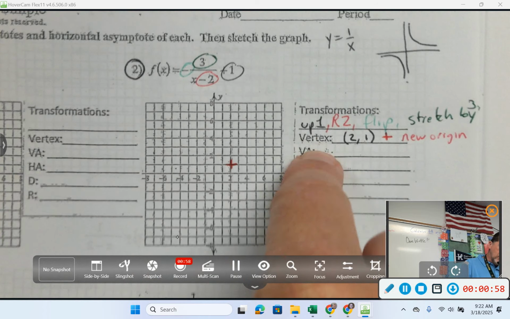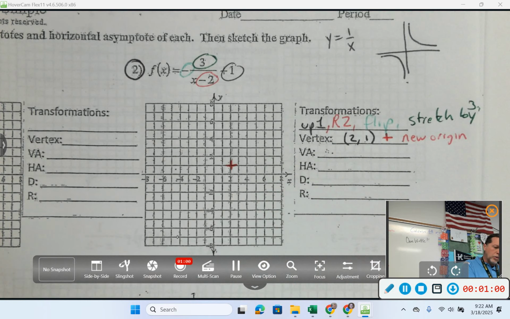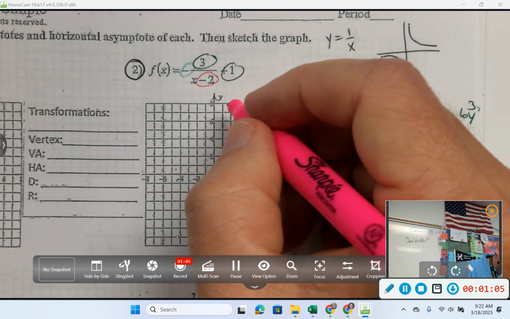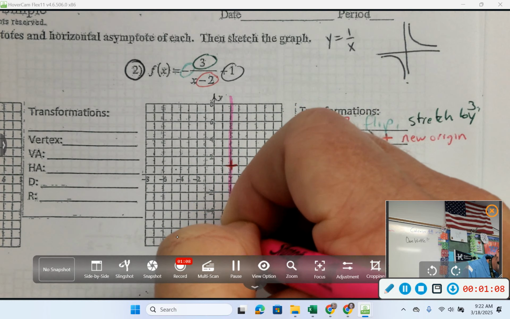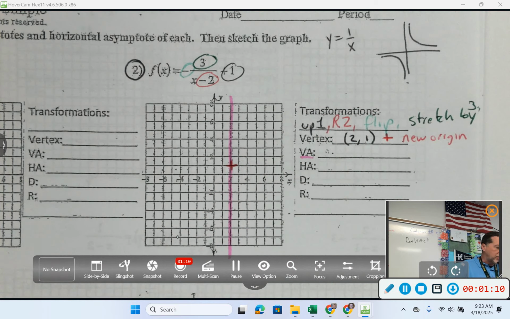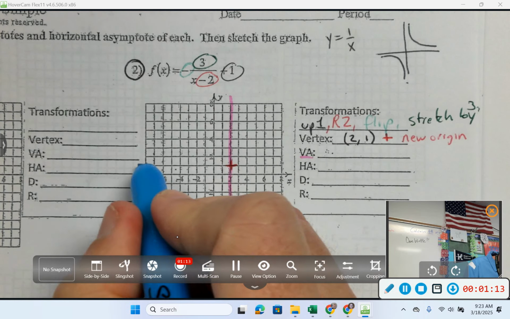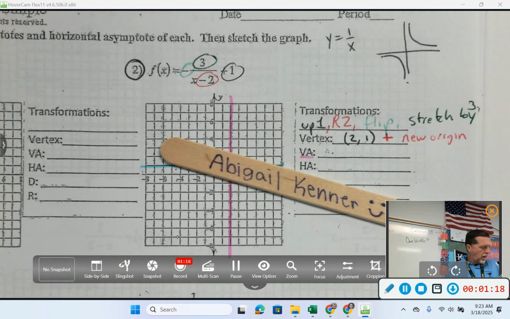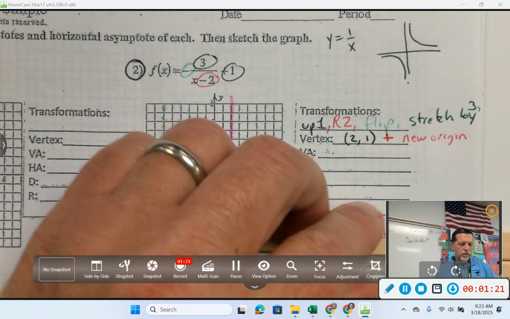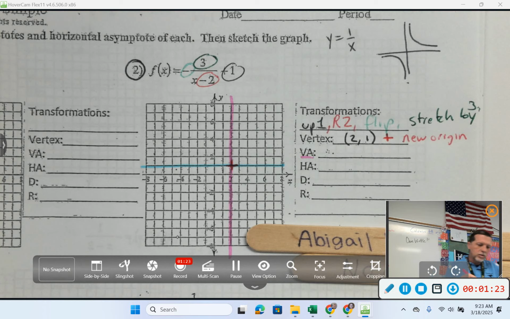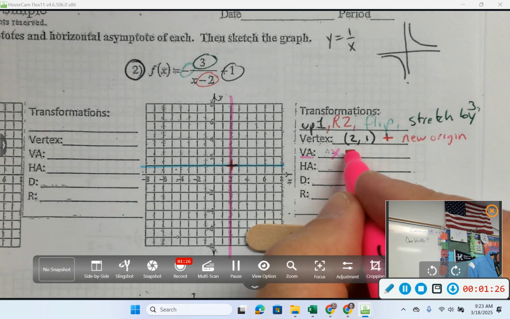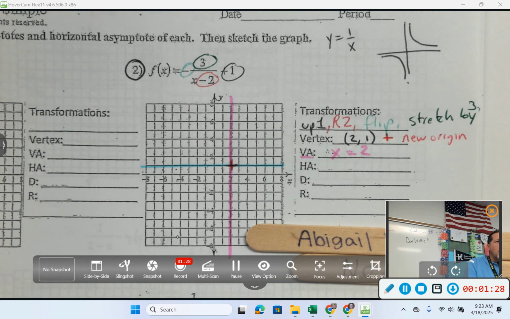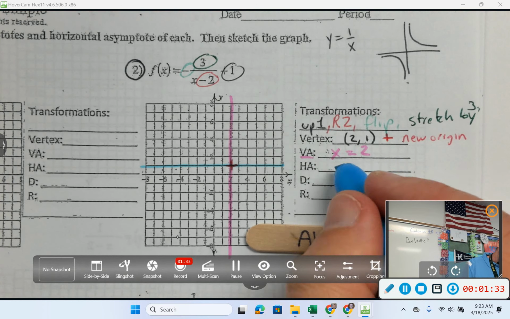Okay, the vertical asymptote and horizontal asymptote both go through the vertex, or through the new origin. They don't have to be different colors, obviously. So, Abigail, what is the equation for the vertical asymptote? X equals 2. And Noah, how about the horizontal asymptote? Y equals 1.